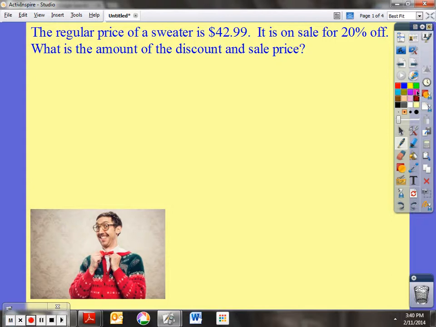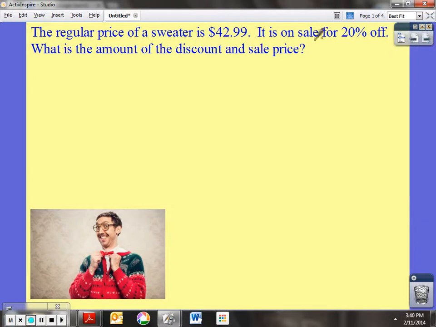So I have the regular price of a sweater is $42.99. So there's the regular price. So when I go to the store, I'm expecting to pay this. Now I get there, it says, hey, 20% off. What is the amount of the discount and sales price? So it looks like I have to find the discount, and I also have to find the sales price. So there are two things I need to find there.